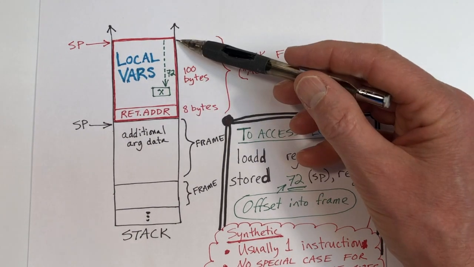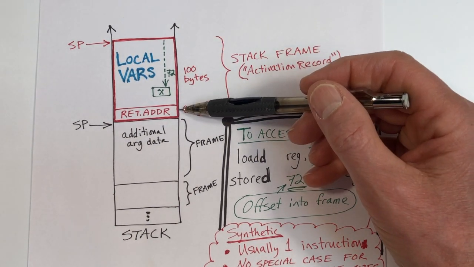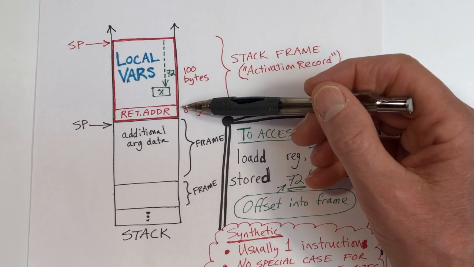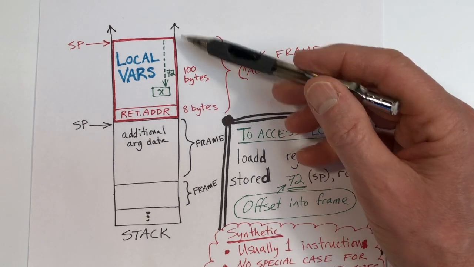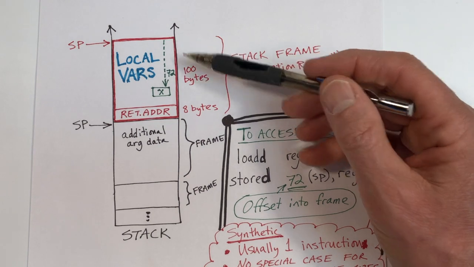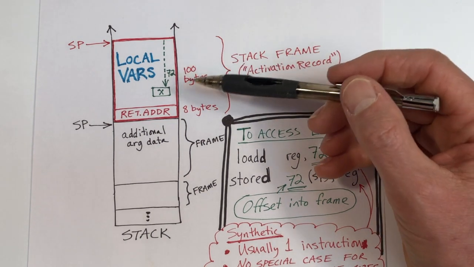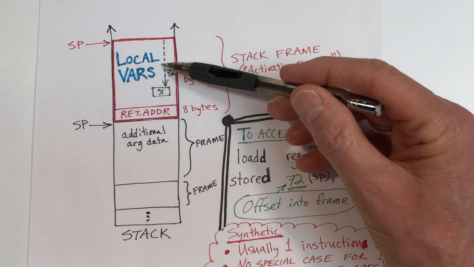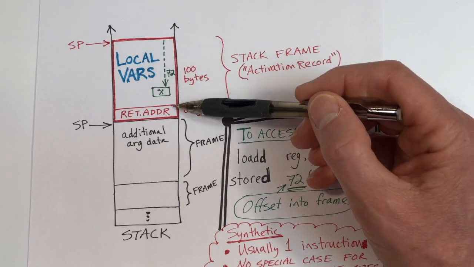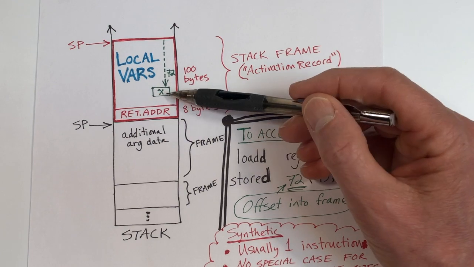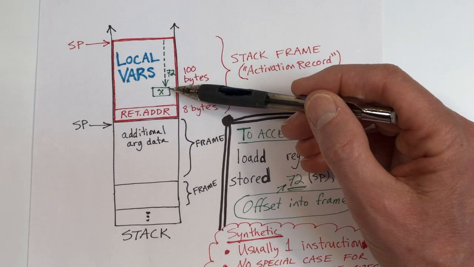And what's in the stack frame? Well, we have space for the return address. That will be a double word of 8 bytes. And then we have some space for the local variables. Perhaps it's exactly 100 bytes. The local variables are at different offsets within that stack frame. For example, here's a local variable x at some particular offset.